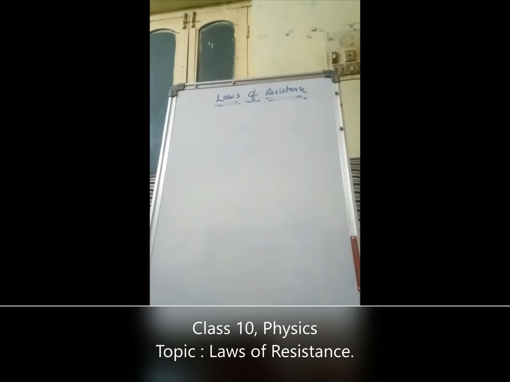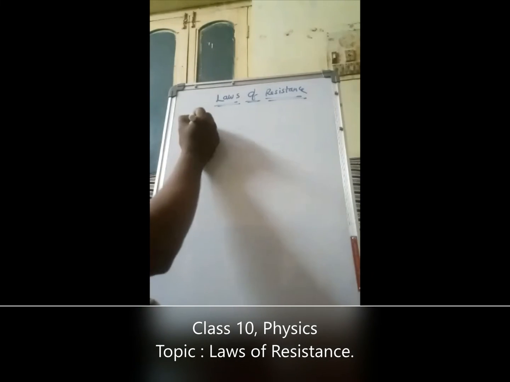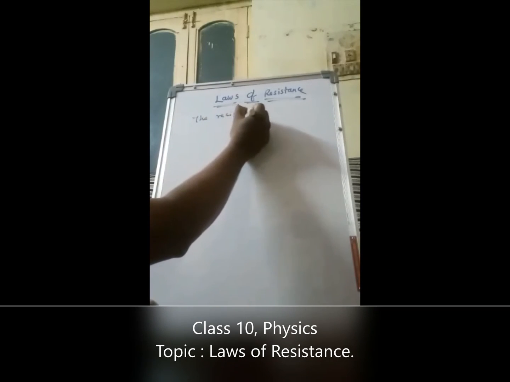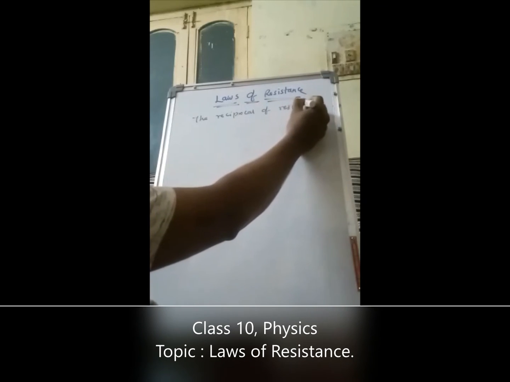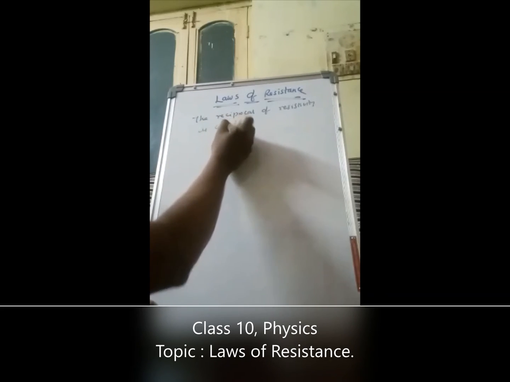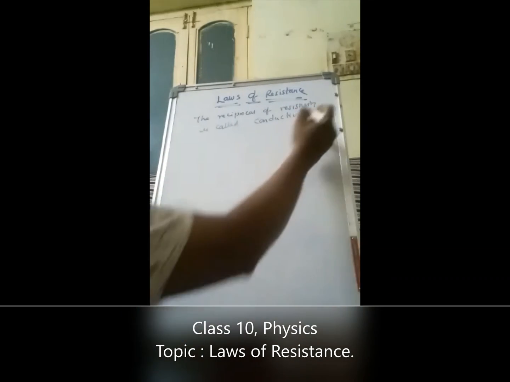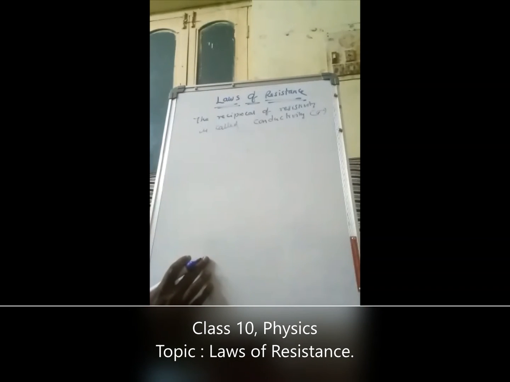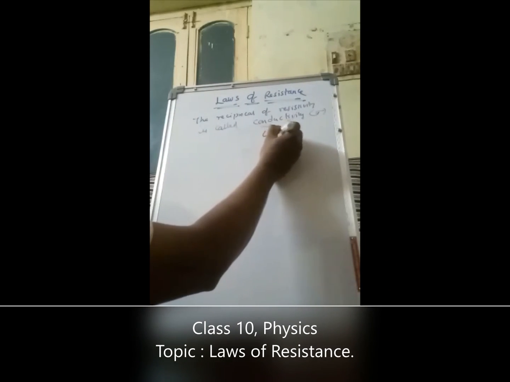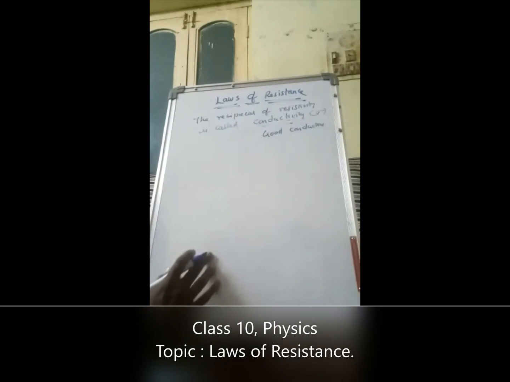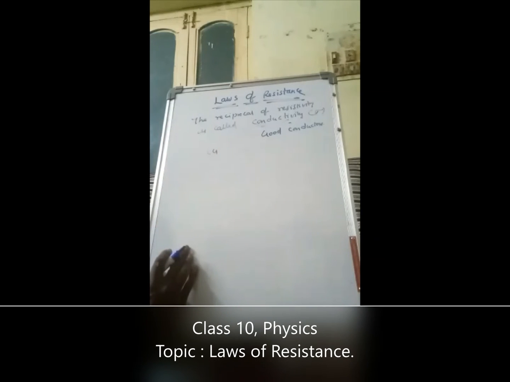So what are those? And before that, the reciprocal of resistivity is called conductivity. Symbol is like this, sigma. The values of resistivity of a material determine their conductivity. Metals with low resistivity behave as good conductors. Okay? Metals such as copper are therefore used for making electrical wires.